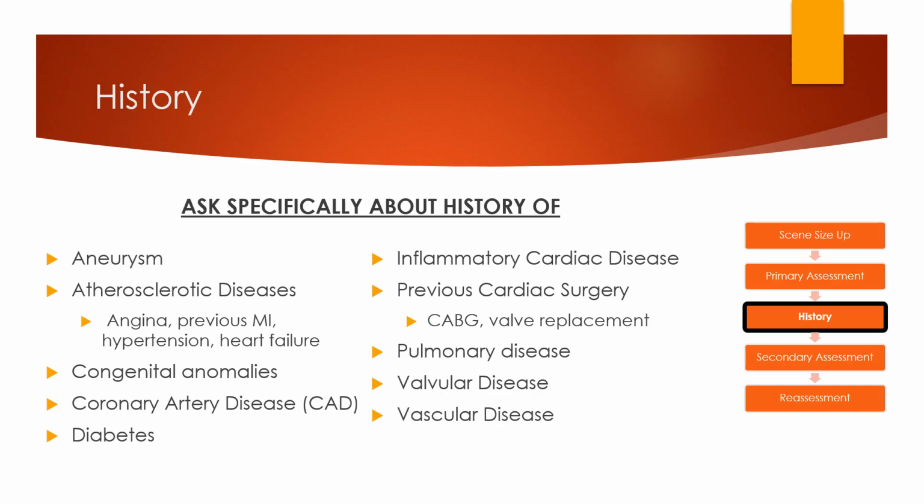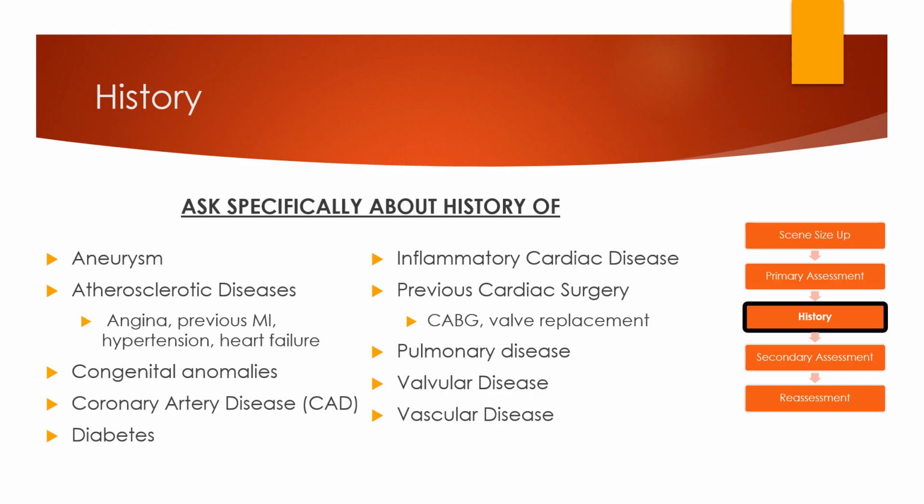You want to ask specifically, if the patient doesn't volunteer this history, you want to ask specifically about history of aneurysm, atherosclerotic diseases. So atherosclerosis is plaque that builds up in the arteries, right? So atherosclerotic diseases would be things like angina, right, that causes ischemic chest discomfort, right? Previous heart attack because of plaque buildup, hypertension, and heart failure. You may want to ask specifically about congenital anomalies, coronary artery disease, diabetes. Diabetes is a big risk for your acute coronary syndromes and for coronary artery disease.